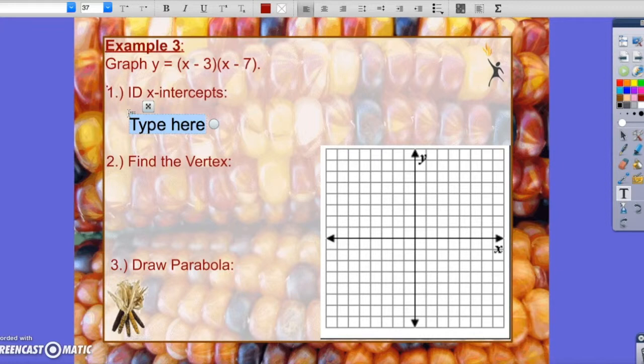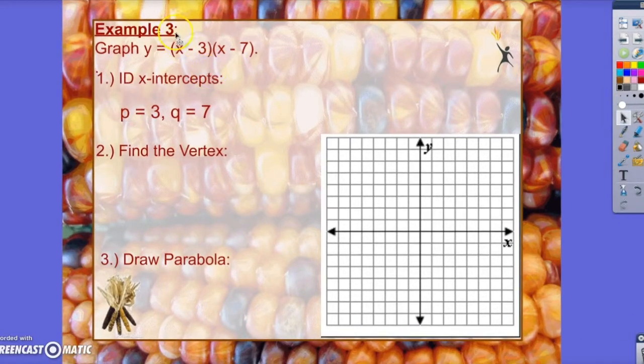All right, so I identify the x-intercepts. I should get, and it's x equals, so P equals 3, Q equals 7. Remember, it's not a negative because the negative is part of the formula. So plot them along the x-axis. Don't get confused.